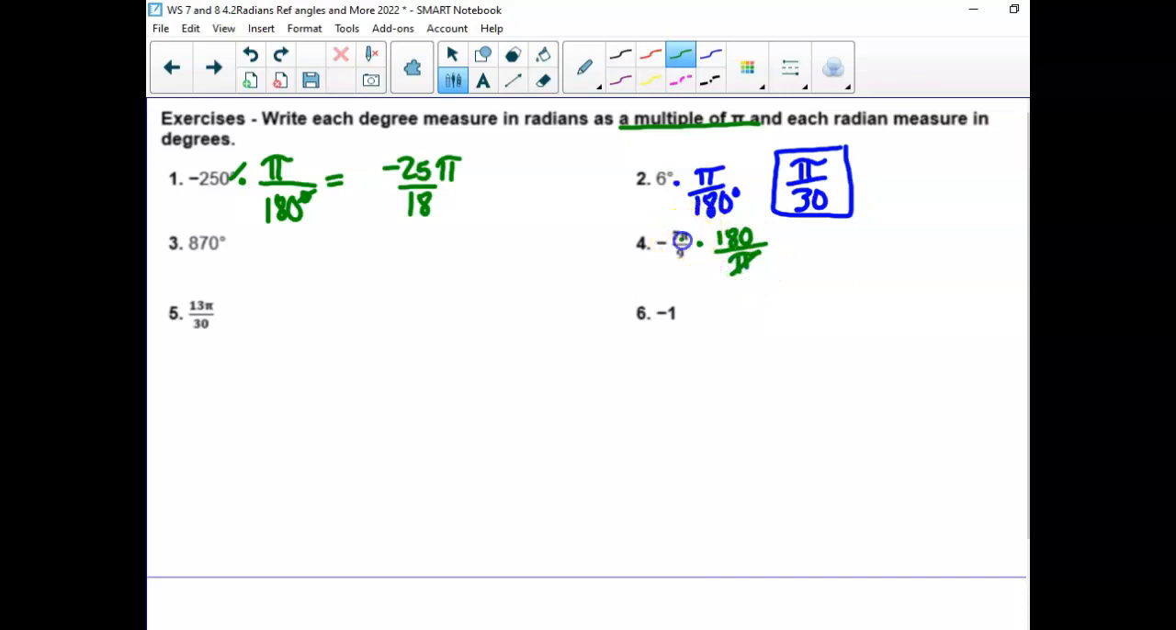You would cancel the pi radians down here, and that would leave you with 180 degrees times 7 over 9. And it's negative. You can type negative 7 divided by 9 times 180, but I believe it's going to be negative 140. And I did that in my head because 9 goes into 180 20 times, and 20 times 7 is 140.